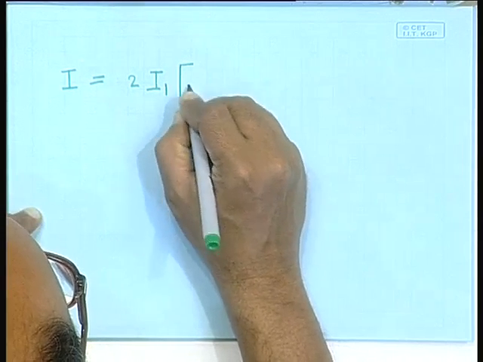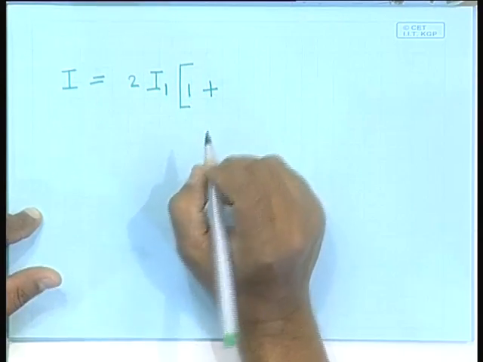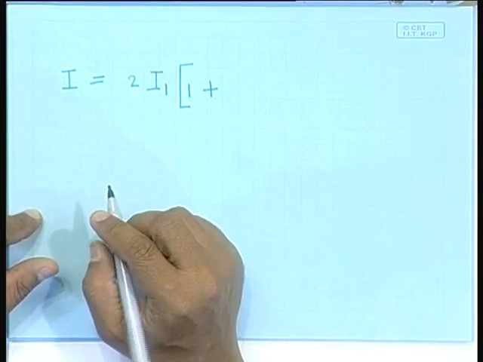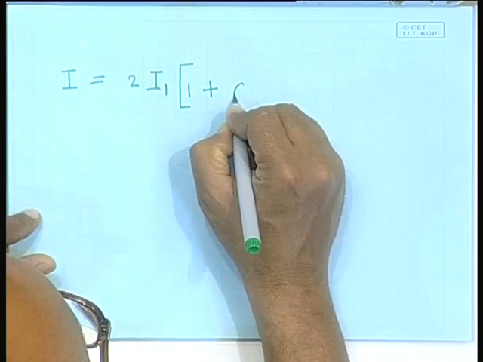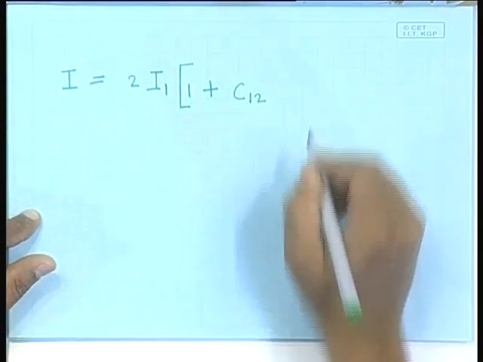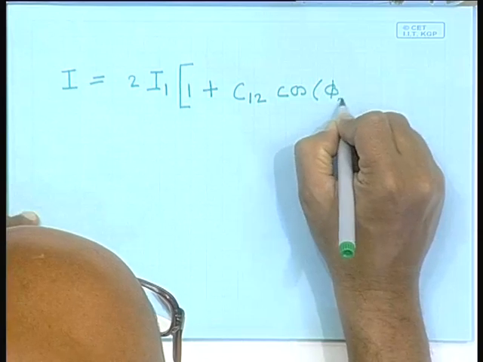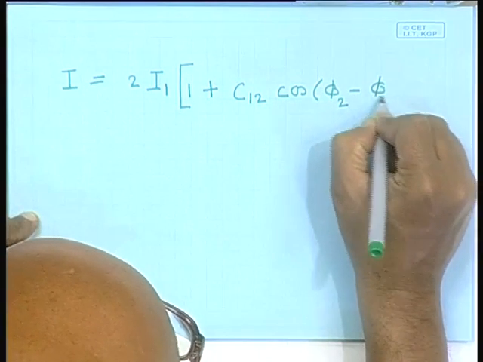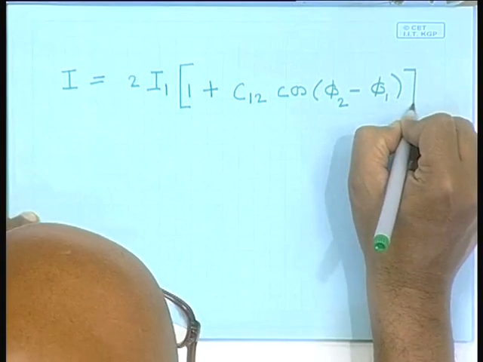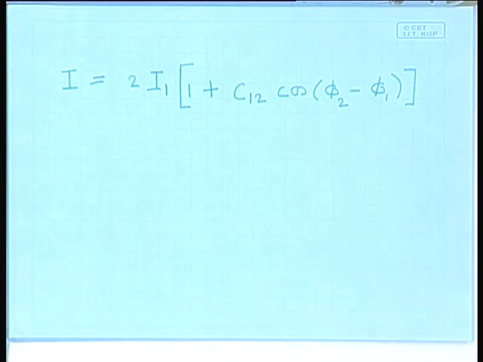So, I have 1 plus, now when I put in the fact that the two waves are partially coherent, there will be a factor of C12 and cos of phi 2 minus phi 1. So, this is the intensity pattern.